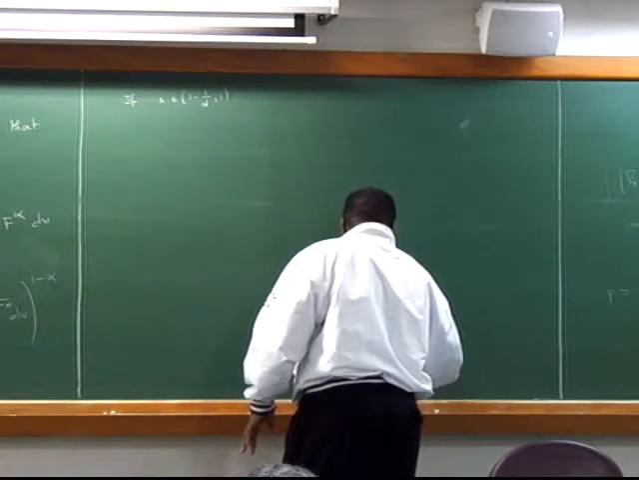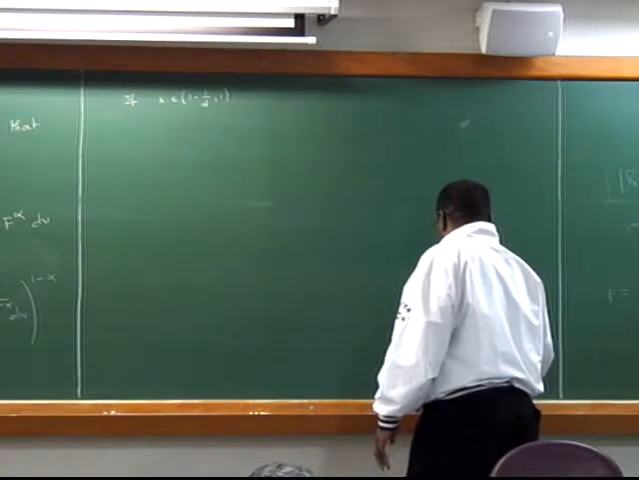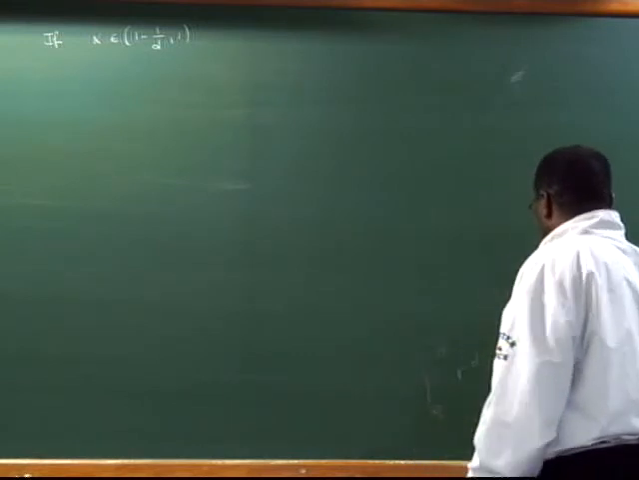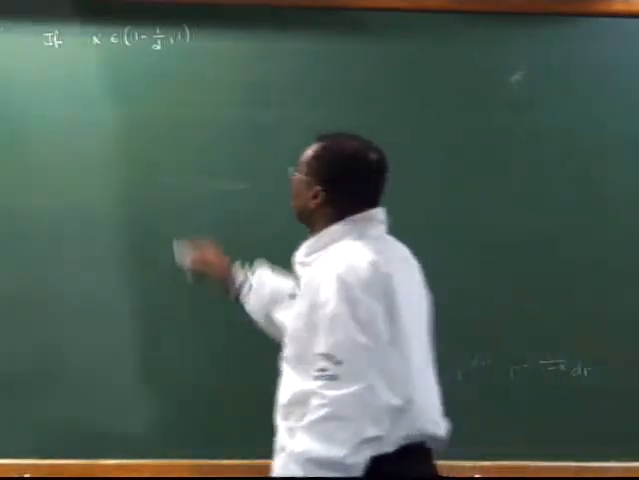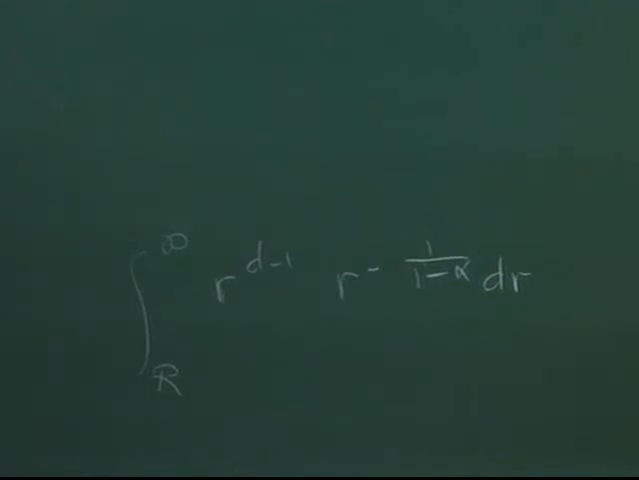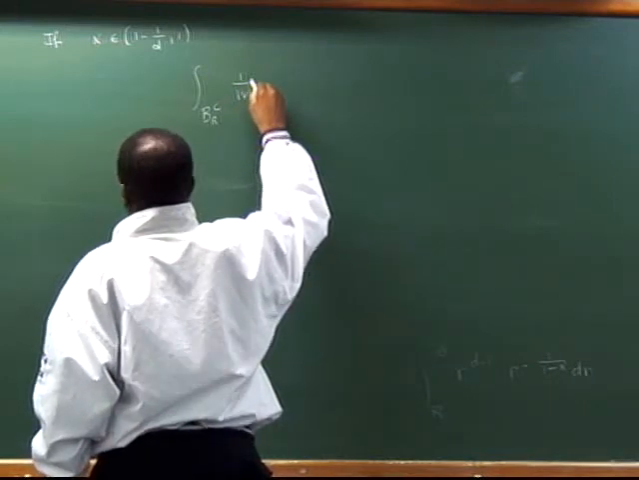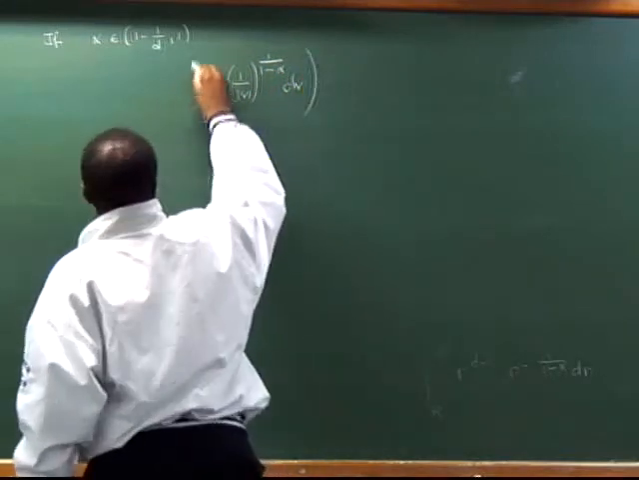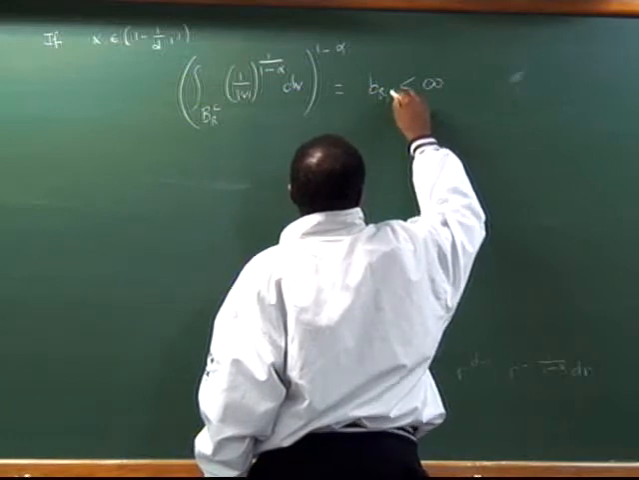This integral will be the integral from r to plus infinity, r to the power d minus 1, r to the power minus 1 over 1 minus alpha dr. And you see that if you impose that alpha is here, it makes this thing finite. So if alpha is between 1 minus 1 over d and 1, the integral on this complement, 1 over v to the power 1 over 1 minus alpha dv, 1 over alpha, is a certain constant, v of r, which is less than infinity.